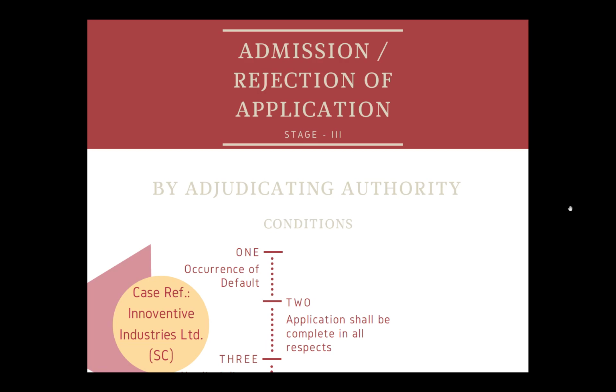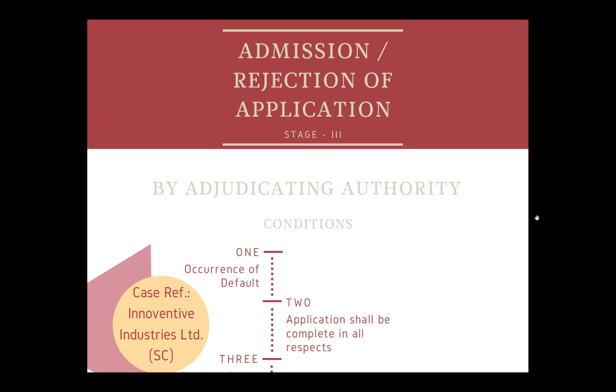So now stage 3. Stage 1 is the occurrence of default. Stage 2 is initiation of CIRP. Now all three parties have filed their applications before the adjudicating authority, that is the NCLT. Depending upon the registered office of the corporate debtor, the jurisdiction of the NCLT will be decided. If your corporate office is in Hyderabad, it will be NCLT Hyderabad; in Delhi, NCLT Delhi; Chennai, NCLT Chennai. Similarly, there are certain regions allotted, so such NCLT will have the jurisdiction to address the case.